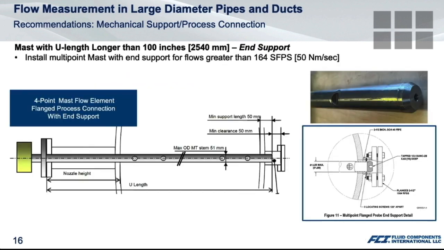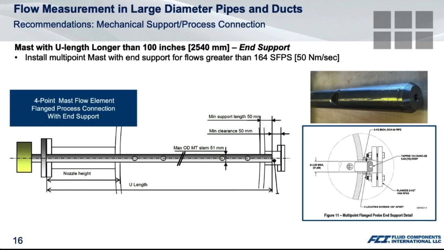For mast probe U-lengths longer than 100 inches, it is recommended that we use an end support. We install the mast end support for flows greater than 164 standard feet per second for diameters less than 100 inches.